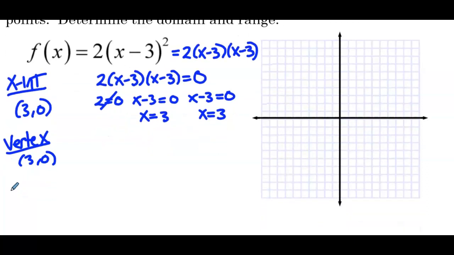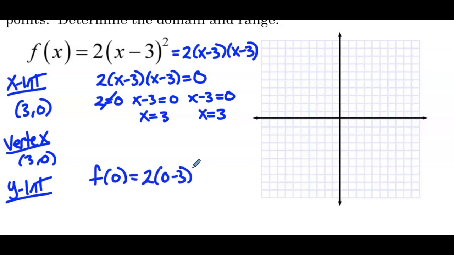We'll also find the y-intercept. So that's going to happen when x is 0. So we have 2 times 0 minus 3 squared. So negative 3 squared is 9. So we have 2 times 9, which is 18. So we have 0, 18.